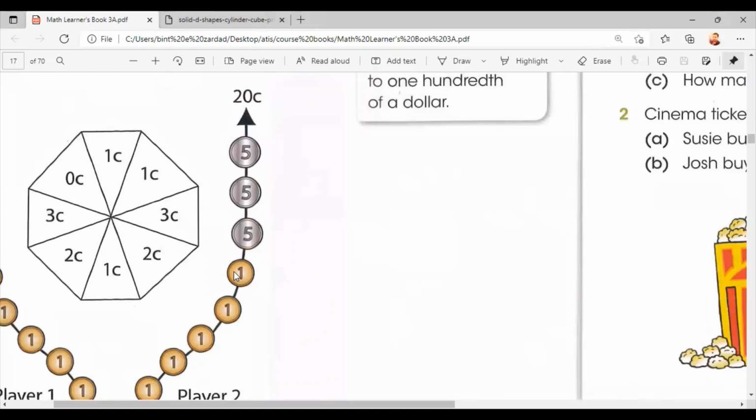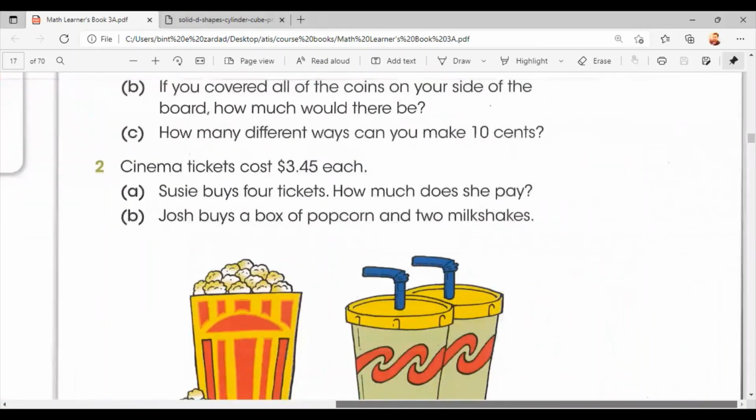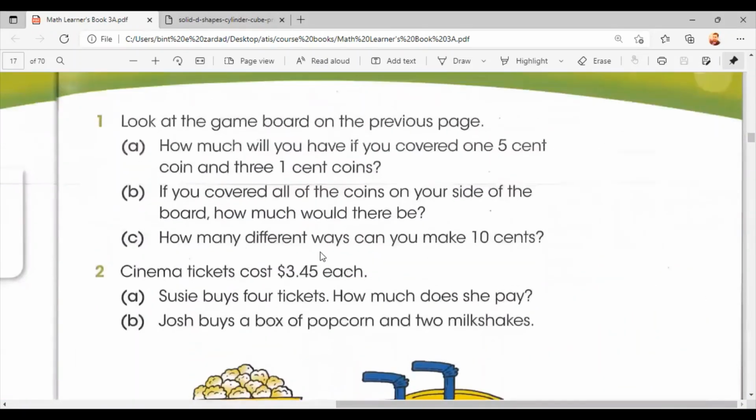1, 2, 3, 4, 5, 10, 10, 15, 20, 20 cents. So on any side, if you are player 1 or player 2, on each side there are 20. If you cover all of the coins on your side, how much would be there? 20 cents.